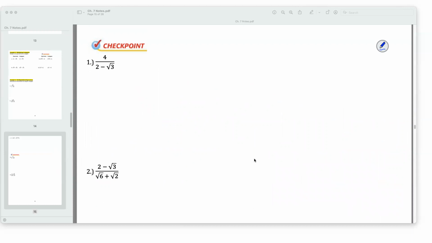All right, for number 1, we are going to multiply by the conjugate, 2 plus the square root of 3 over 2 plus the square root of 3. The numerator is going to be a distributive property problem. 4 times 2 is 8. 4 times the square root of 3 is 4 square root of 3.